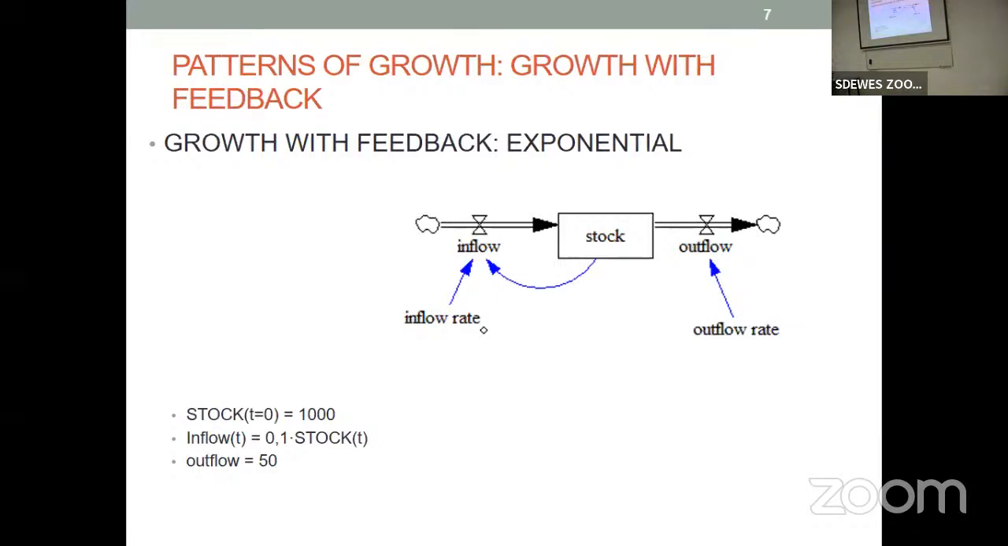The most common situation is when we have a feedback. The easiest feedback will be that the inflow is not only, let's say, an exogenous function or something like that, but the inflow depends on the stock. What does it mean? That inflow will be a function of the stock and also a parameter. In this case, the parameter is just 0.1, so 0.1 times stock. Stock will change with time, of course. And we maintain the outflow constant at 50. How is this behavior going to be? Check that the bigger the stock, the bigger the inflow. We increase the inflow, we increase the stock. We increase the stock, we increase the inflow. This is going to be exponential behavior, even when we have a constant outflow.